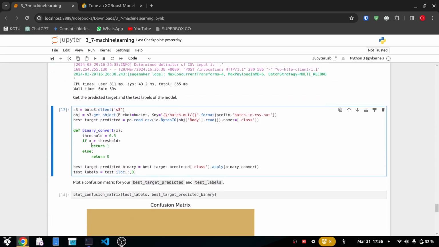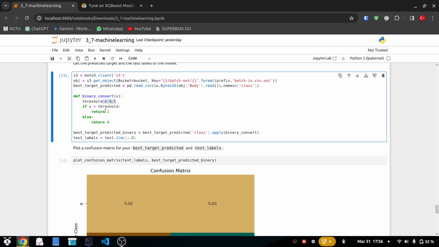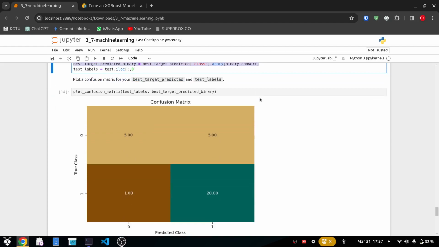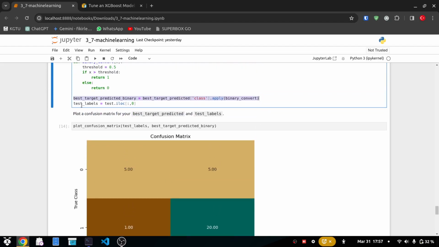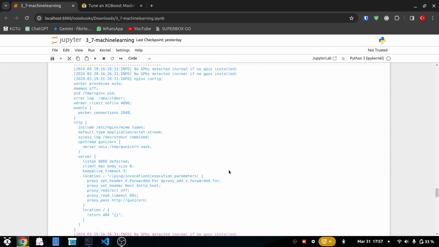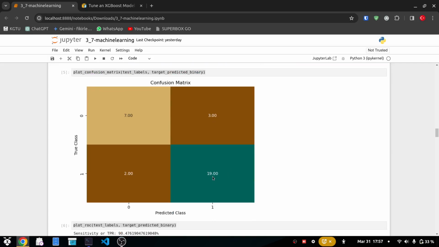So after that, we have best target predicted values. This is the best model, and we are getting the target predicted values, and we are using a binary conversion again. After that, we have test labels, and we have best target predicted binaries, and we are using a confusion matrix to visualize that. So as you can see, we now have 20 true positives and 5 true negatives. In the previous case, let me show you, we had 19 true positives and 7 true negatives.